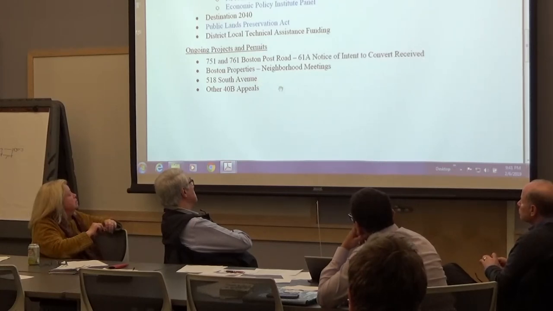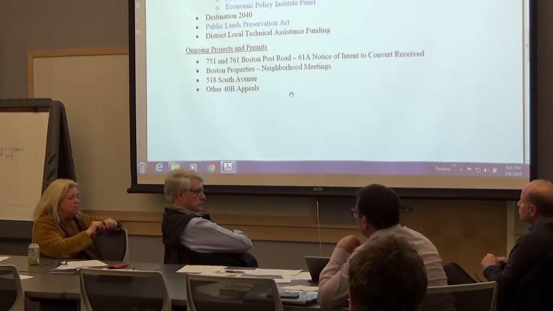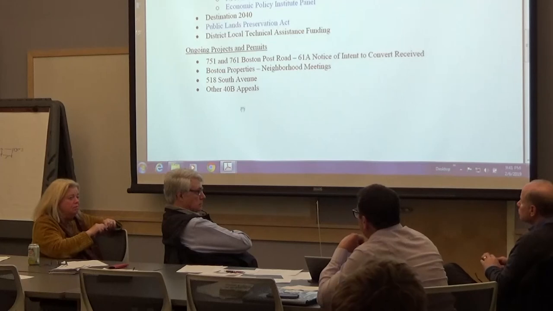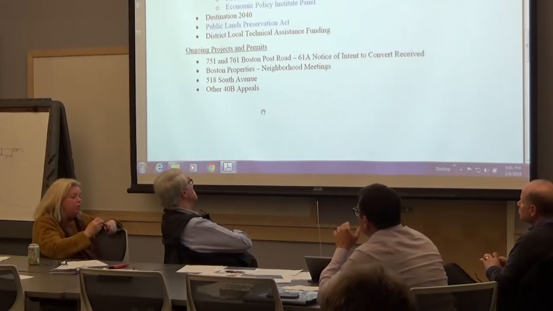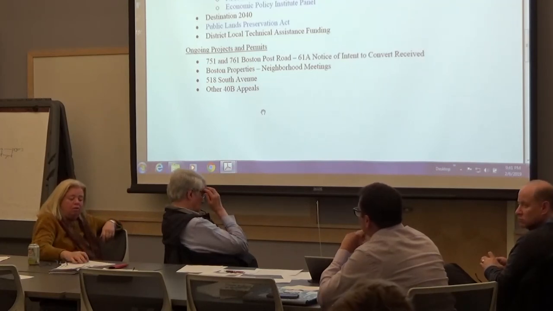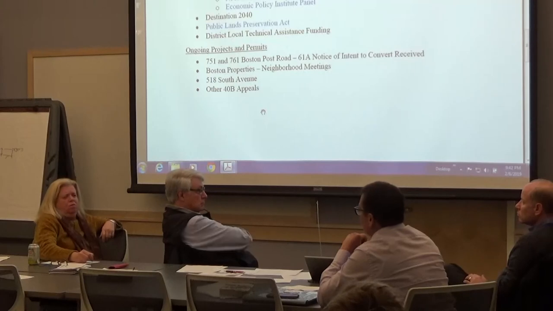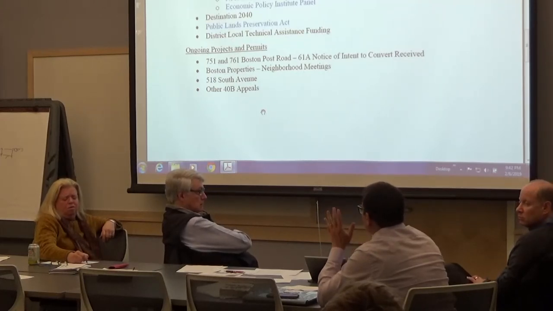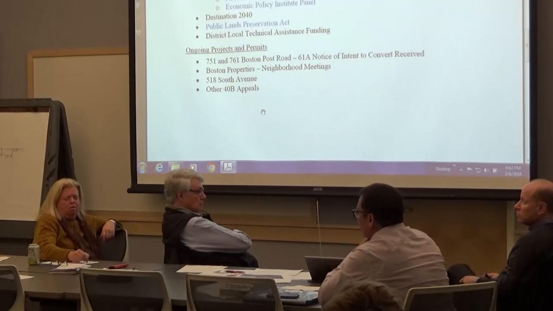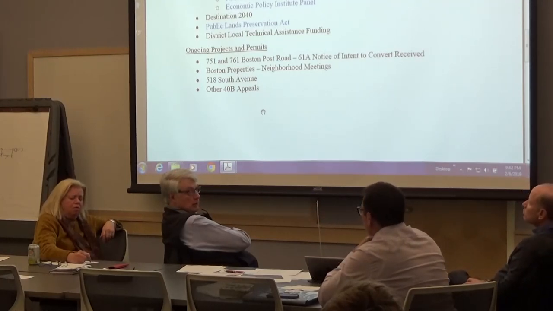518 South Avenue, this is a new proposal that has just been presented publicly to the Affordable Housing Trust. Is it a 40B? It is going in as a 40B, as a rental. The number he mentioned was 250 to 275 units. And how many acres? 10 acres, half of it being wetlands.